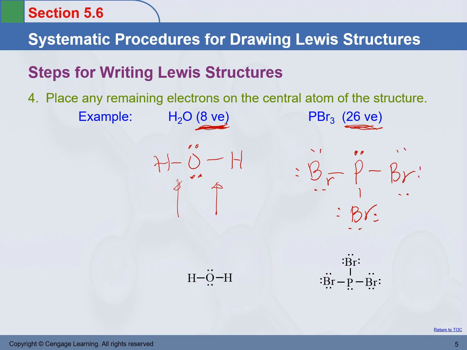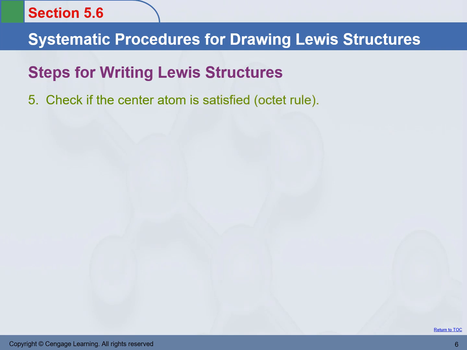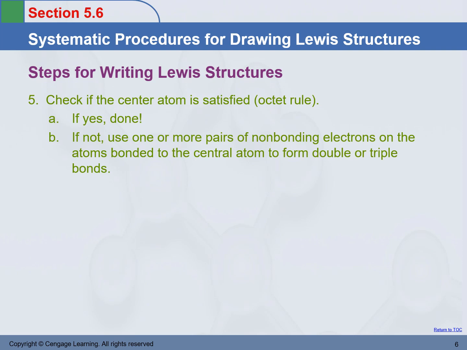Okay, this is what we have so far. Now we ran out of electrons. If some atoms are not happy, we need to find some other ways to make them happy. We do not have electrons anymore, so let's check if the center atom is satisfied, if the center atom has 8 electrons. If yes, everyone is happy, we do not have any more electrons, we're all good. If not, this is what we need to do. Let's come back to this one later.